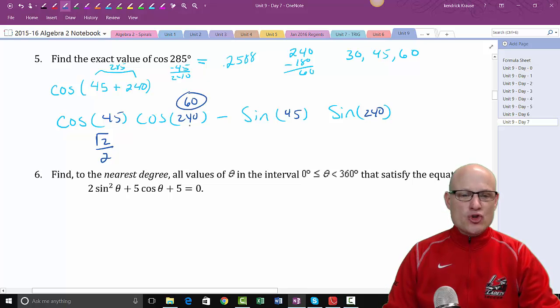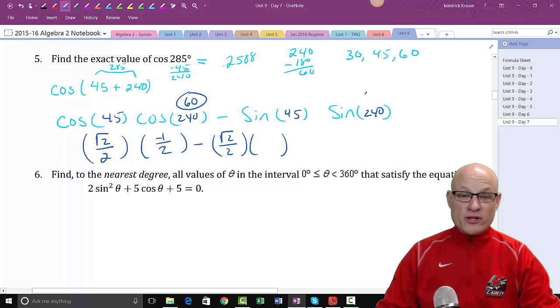The cosine of 240, which is the cosine of 60. The cosine of 60 is a half. But since we're in the third quadrant, it's negative a half. Minus the sine of 45 is the square root of 2 over 2. And the sine of 240, the sine of 60 is the square root of 3 over 2, but we're in the third quadrant, so it's negative.